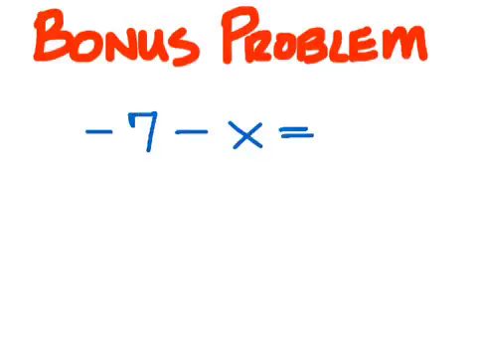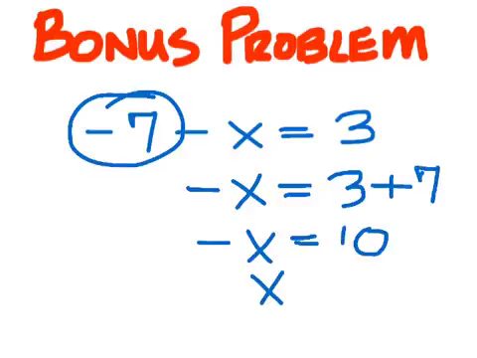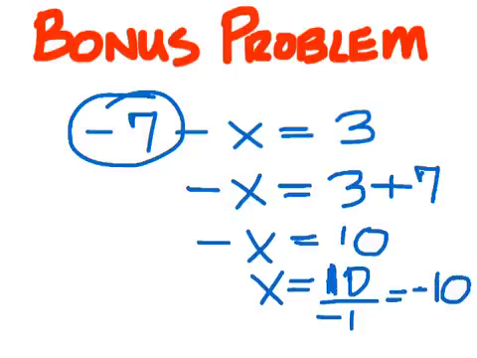-7 minus x equals 3. Solution is to leave the -x on the left and move this to make it +7. So that's a 10, but divide by -1, and you'll have -10.